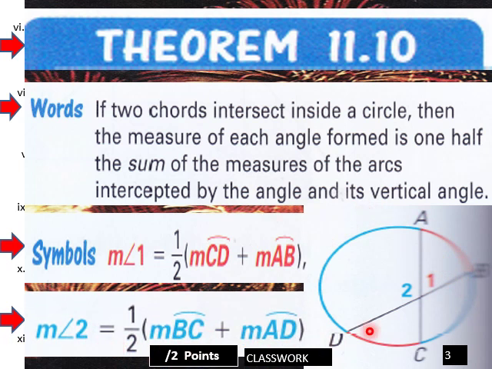And so the measure of angle 2, this angle here too, would be 1/2 the measure of BC. So BC would be this arc here, and then the measure of AD. So this would be the measure of AD here. So angle 2 will be 1/2 of the measure of arcs BC and AD, according to theorem 11.10.